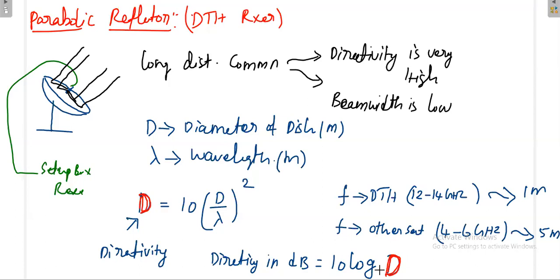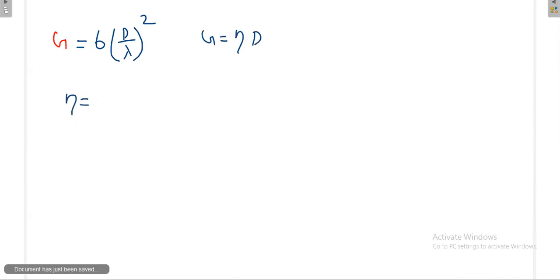Next, what is the gain of the parabolic dish? Very simply, gain of the parabolic dish equals, instead of 10, you put 6: 6 D by lambda, whole squared. That means gain is equal to efficiency into directivity. In the case of a parabolic reflector, the efficiency is 0.6 or 60%. Out of the whole area, around 60% is effectively collecting the power; the remaining area is not.